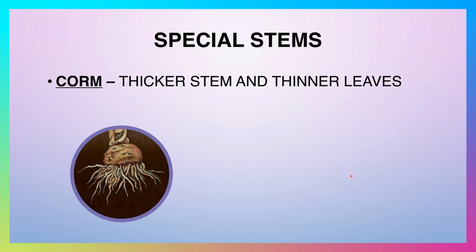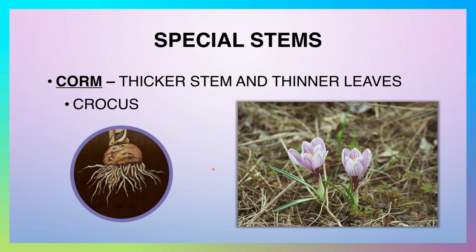The second of these is called a corm, and a corm is very much like a bulb except it has a thicker stem and thinner leaves above it and more obvious roots. An example of a corm is crocus. Crocus is a flower. And so this is an example of a corm.